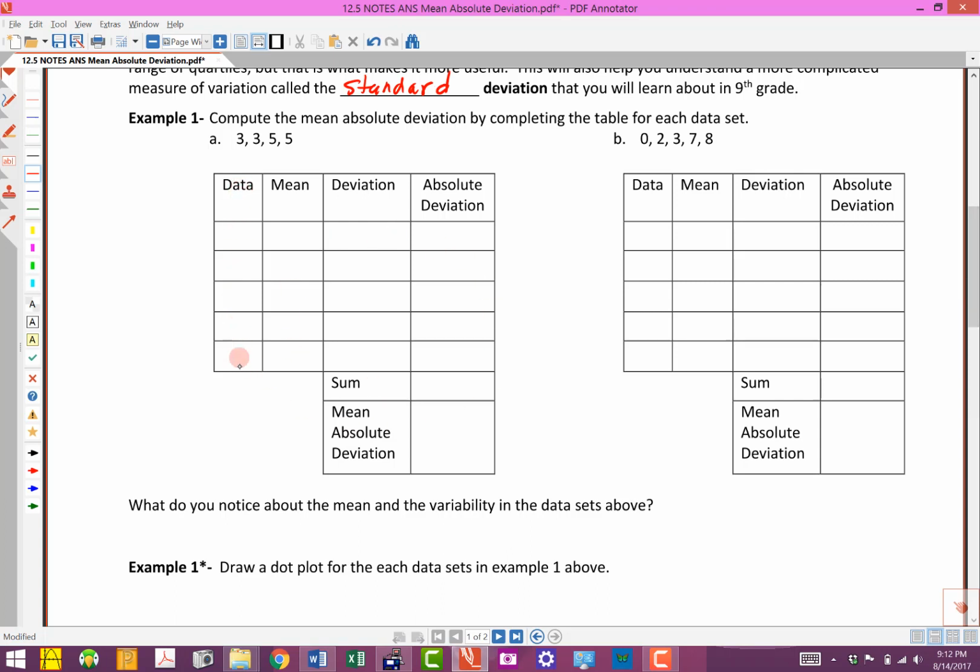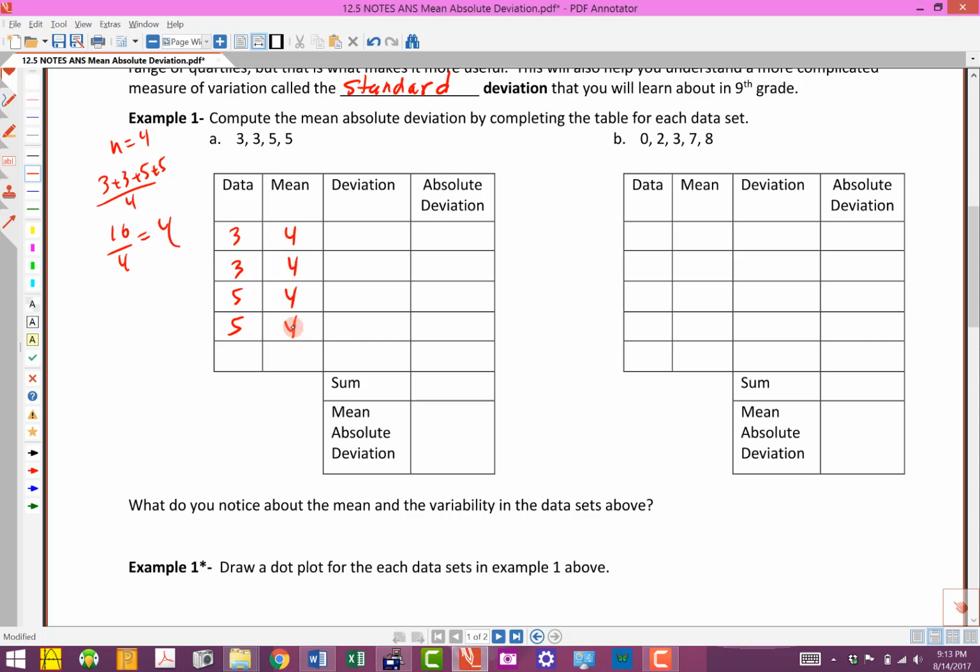We're going to write down the data in this column right here. So we've got a 3, a 3, a 5, and a 5. Now, we need to figure out what the mean is, so there are actually 4 of these. We're going to add these together, 3 plus 3 plus 5 plus 5, and then divide by 4. That happens to be 16 divided by 4, so we end up with 4. So the mean, the arithmetic average, is 4 here, 4 here, 4 here.